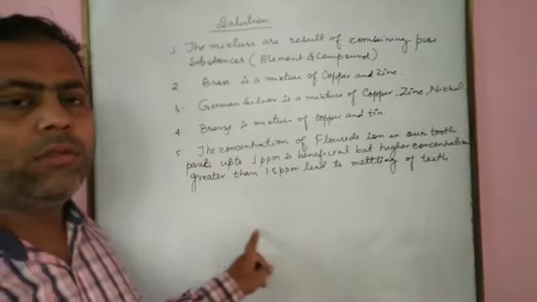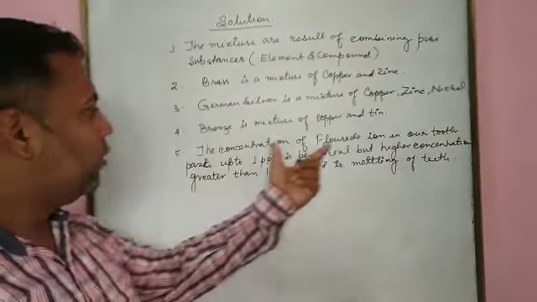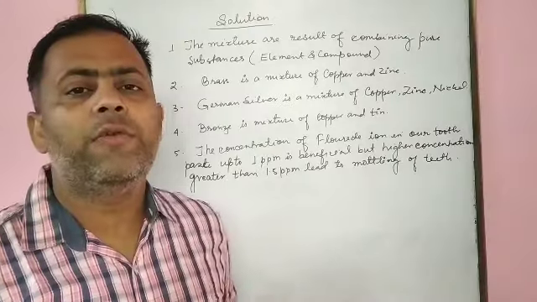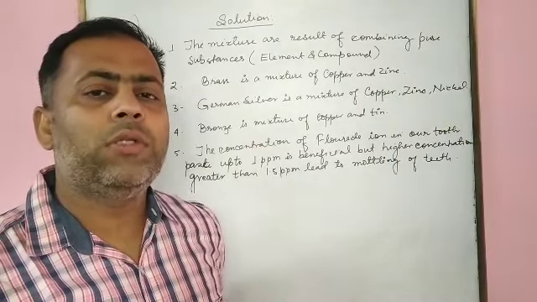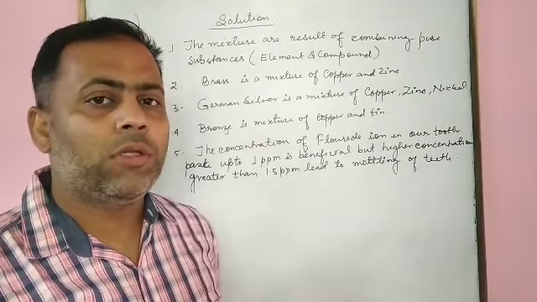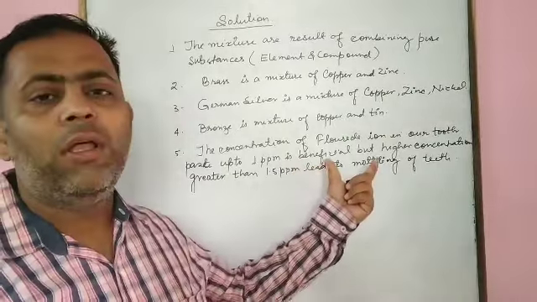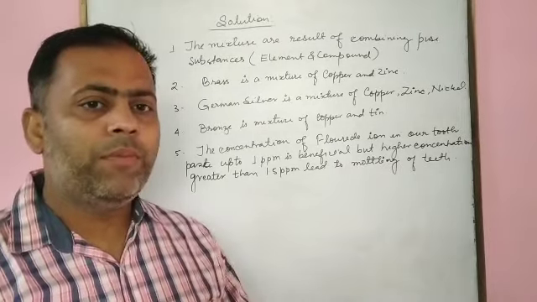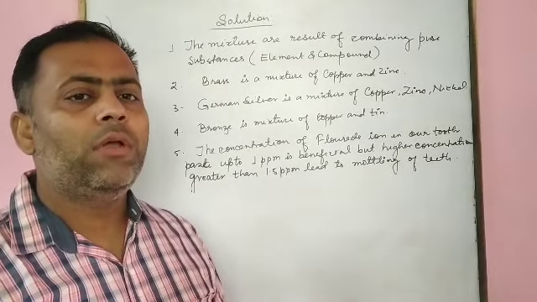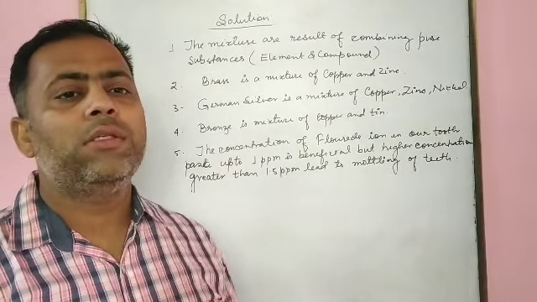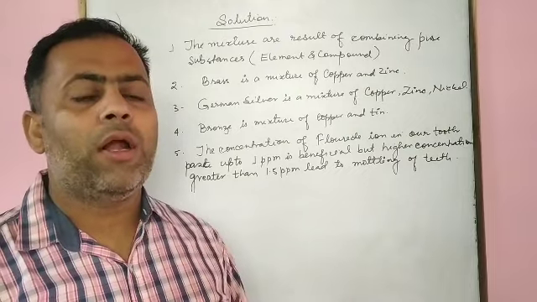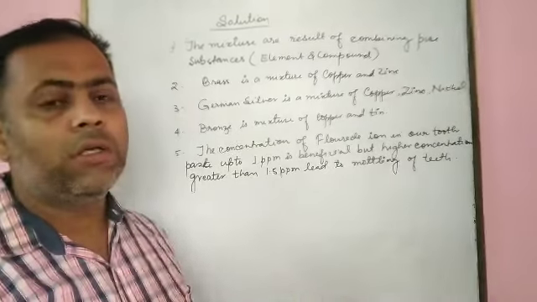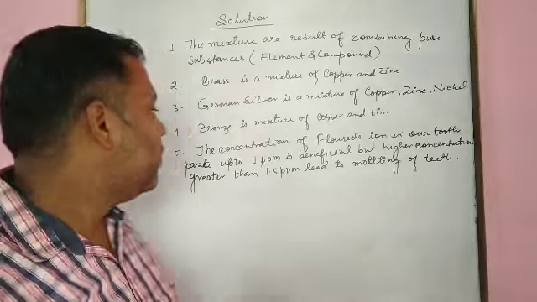The next, the higher concentration of fluoride ion is also used in rat poison. This is how we see that the concentration of fluoride ion up to a certain level, that is 1 ppm, is beneficial to us in a mixture, whereas the higher concentration of fluoride ion in a mixture is harmful to us.